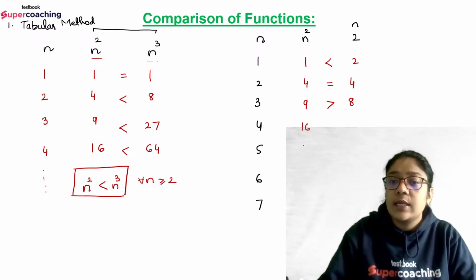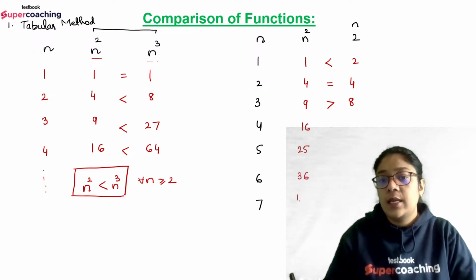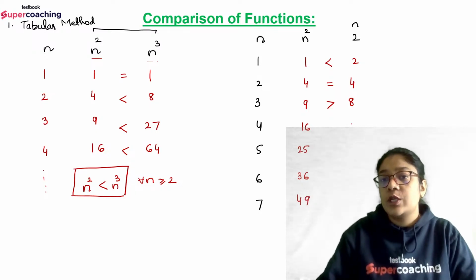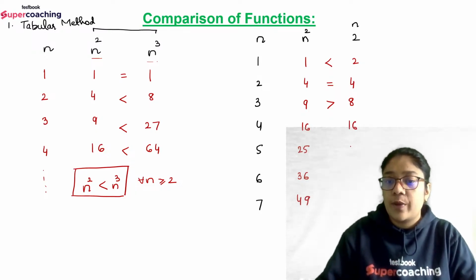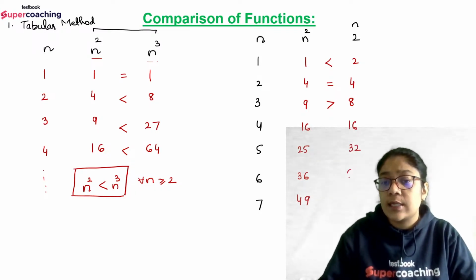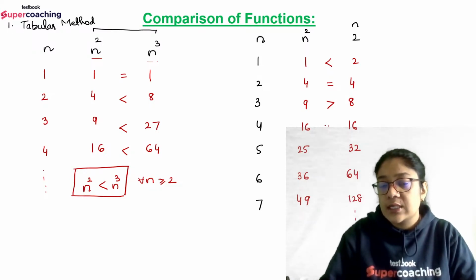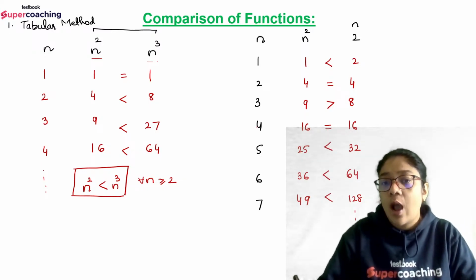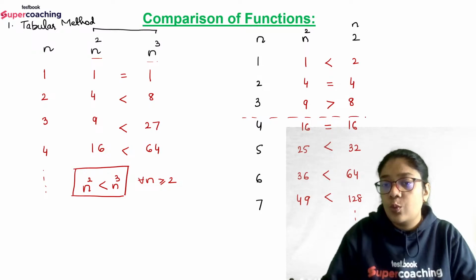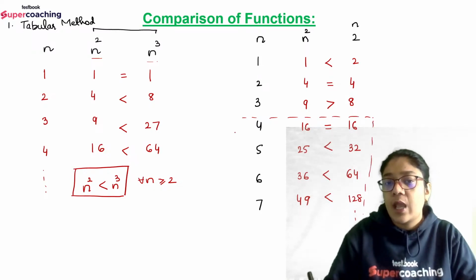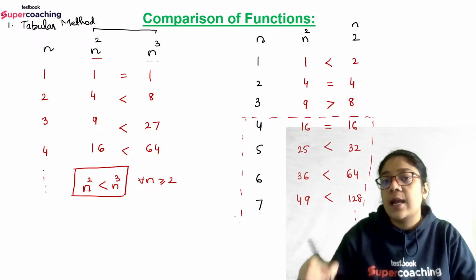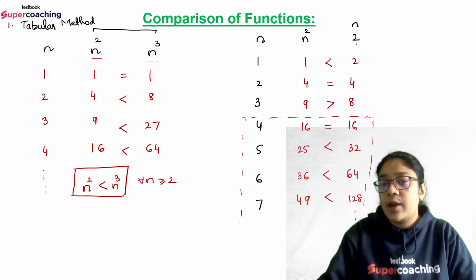4 square is 16, 5 square is 25, 6 square is 36, 49. And here we are getting 2 raised to power 4 is 16, 2 raised to power 5 is 32, 2 raised to power 6 is 64, 128, and so on. Now you can see that the gap is increasing. This is equal, this is smaller, smaller, smaller. So after this value, we can say that the function 2 raised to power n is greater.